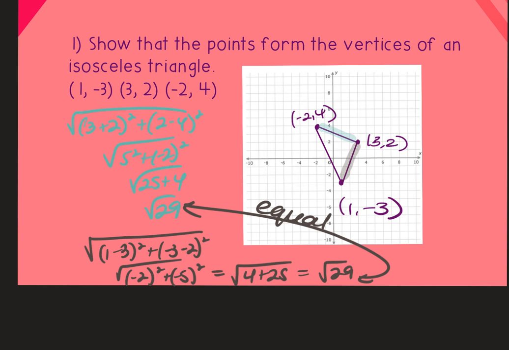There were two sides that looked like they were closer in length, so I used those and found that both of them were the square root of 29, so showing that they're equal is enough to prove that this is isosceles. Remember, on the quiz, it's not going to say show that it is this.